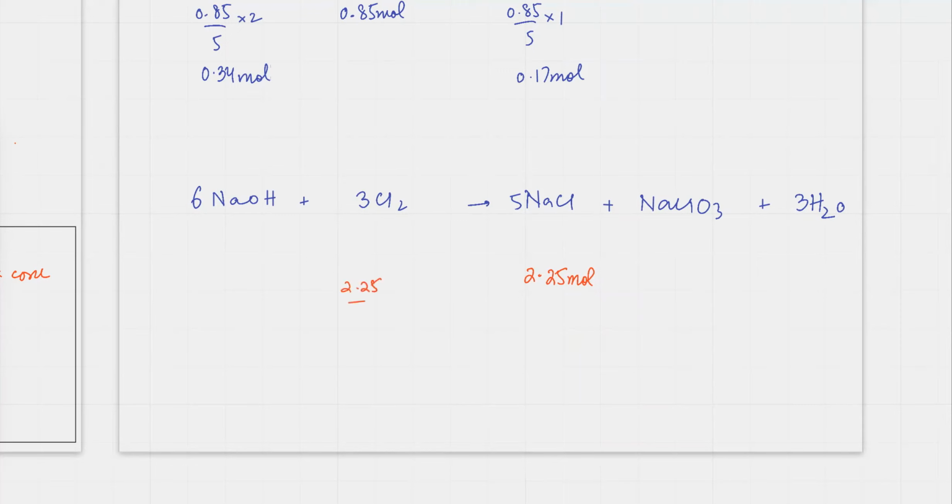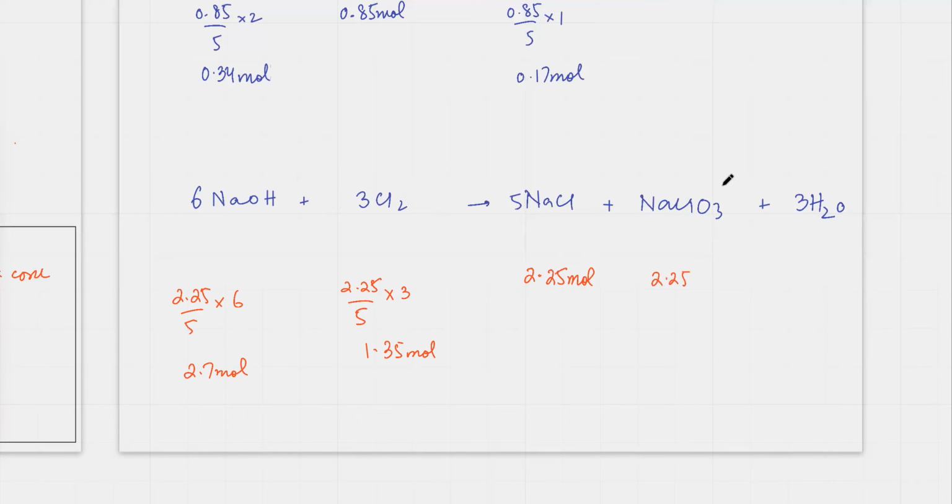Tika, what do you get? 1.35. Tika, you get 1.35 moles. And remember, I'm stressing this over and over again. You've got very little time. In the AS, for every question, you've got very little time. You have to be quick. You have to save time whenever possible. Tika, you have to be quick with your calculator, everything. So what about this one? It's going to be 2.25 divided by 5 into 6. Divide by 5 into 6, and that gives you 2.7 moles. What about this one over here? How many moles? 2.25 divided by 5 into 1.